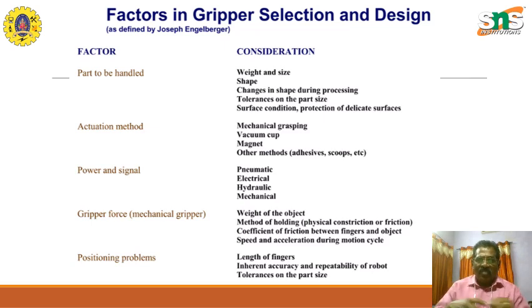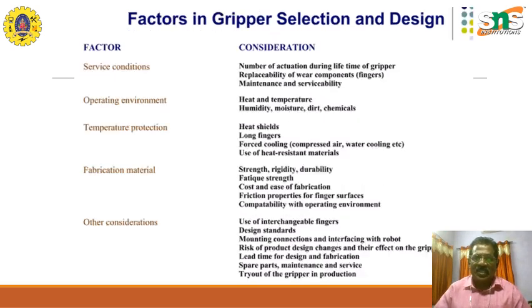Then the length of the fingers, inherent accuracy and repeatability of the robo, and the tolerance on the part size. Now, moving again, service conditions, number of actuations, lifetime, replaceability, maintenance and serviceability. This is one point which people take into account before they buy it. What about the service conditions? What about the operating conditions?